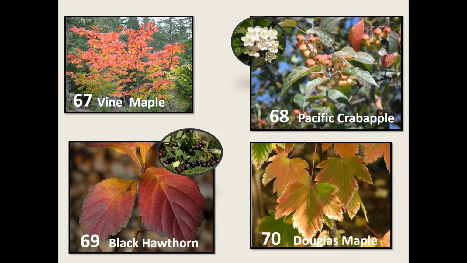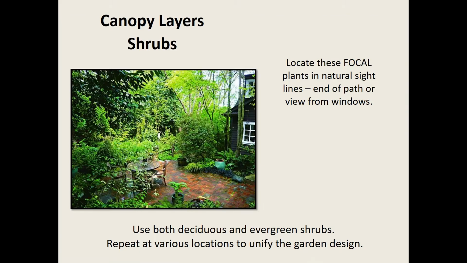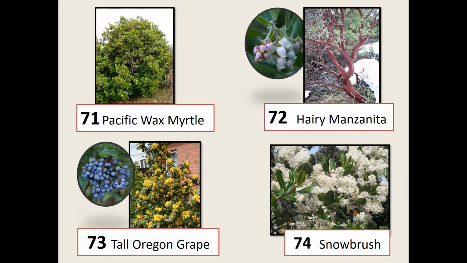These species can flower and provide a colorful fall display. Shrubs are great as focal plants because they provide a variety of visual interest. Choose both deciduous and evergreen species and repeat throughout to unify your design. Pacific wax myrtle, hairy manzanita, tall Oregon grape, and snowbrush are some of the taller evergreen shrubs.